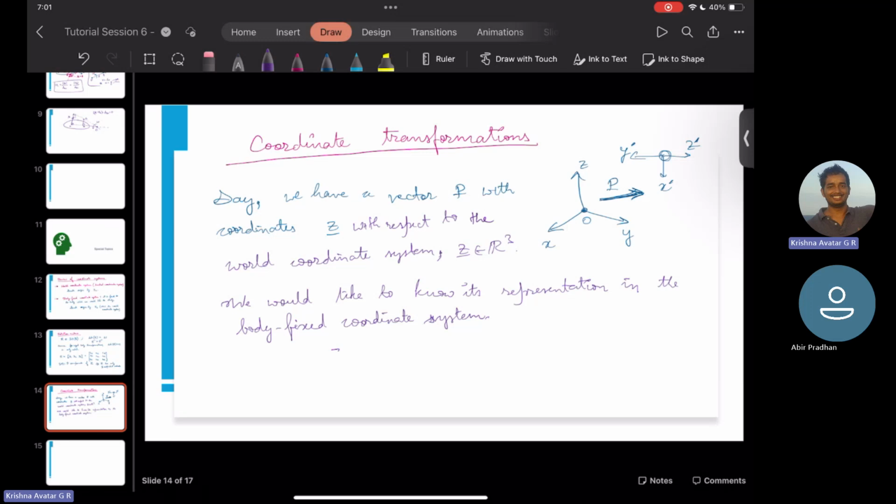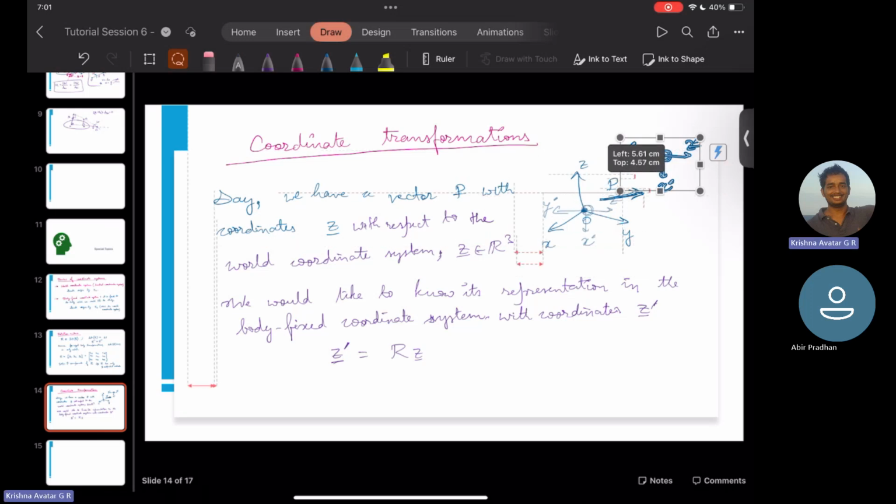So in that case, Z vector prime, with coordinates, Z vector prime, is equal to R into Z vector. So in that case, the way I should write is not like this. I should actually call it something like this. In the sense that the origin for both the body fixed coordinate system and the world coordinate system must be the same for now. For now, right?